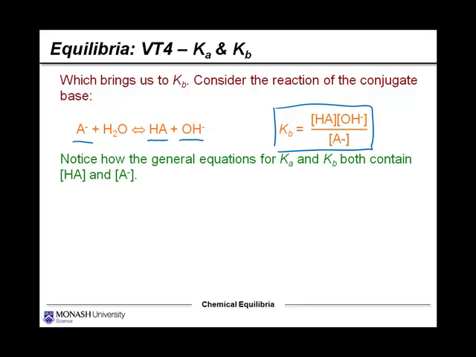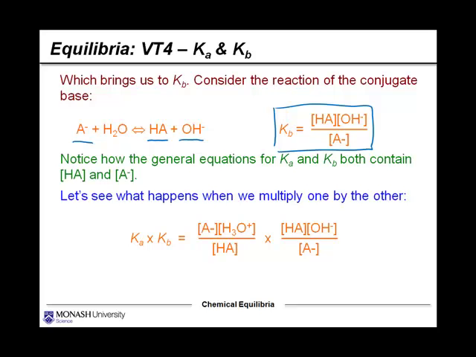Let's see what happens when we multiply one by the other. So Ka times Kb, and we include both of those expressions, we can actually cancel the conjugate base and the acid. In other words, Ka times Kb is the product of these two things.